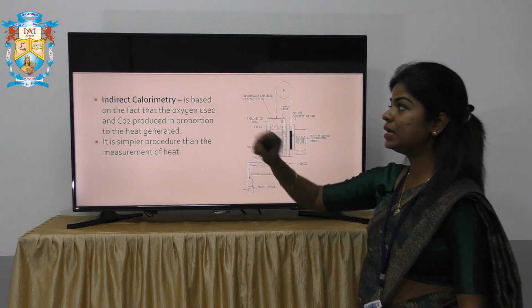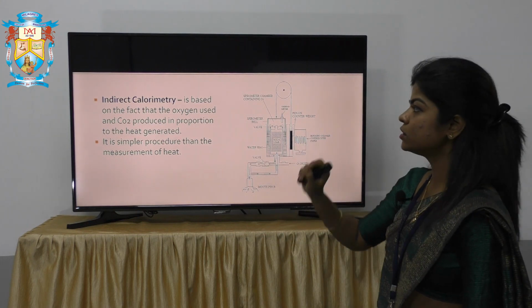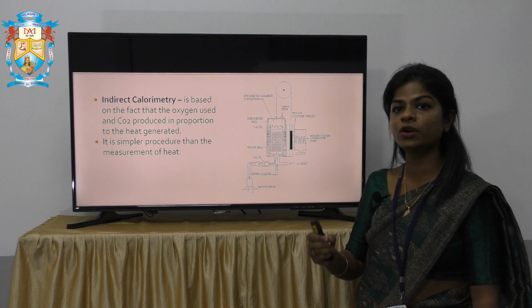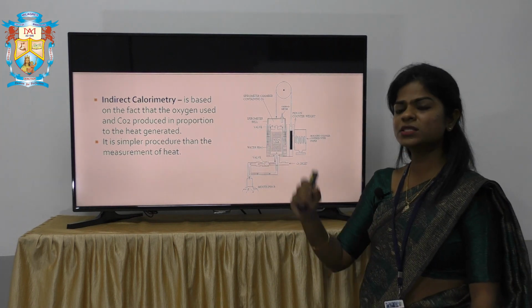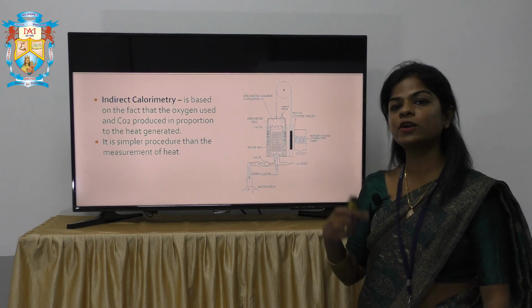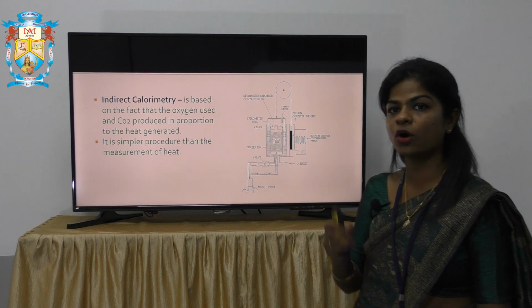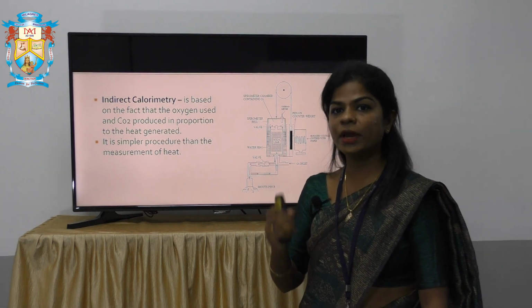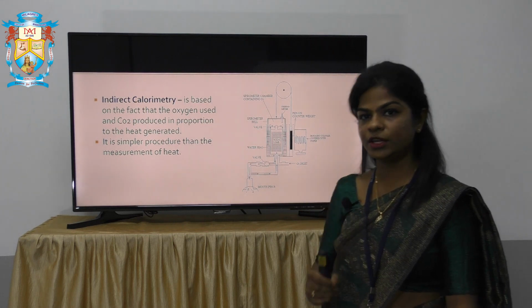Next we'll see the indirect calorimeter. Indirect calorimeter works on the fact that oxygen used and carbon dioxide produced are in proportion to the heat generated. This is a much simpler procedure compared to the measurement of heat. So the BMR, that is the basal metabolic rate, is measured using this indirect calorimetry under the following conditions.